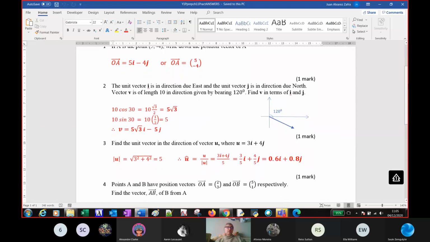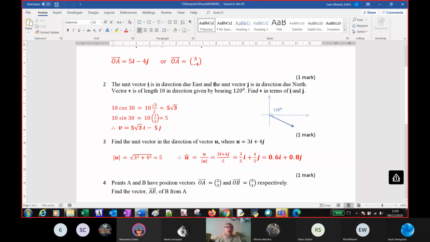Question 2, the unit vector. So i, j, k, these are unit vectors in directions x, y, and if we have 3 dimensions, z. Unit vectors means their length is 1. In this case, i is going to be due east, so here we are, due east, using this arrow here, and the unit vector j is going to be in the direction north, and then vector v is going to be length 10 in the direction given by the bearing 120. So you can see in this diagram, the vector v is this vector, imagine it has length 10, and it makes an angle with north of 120 degrees.